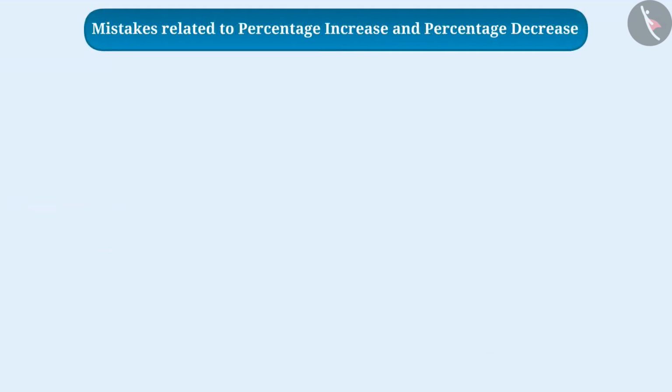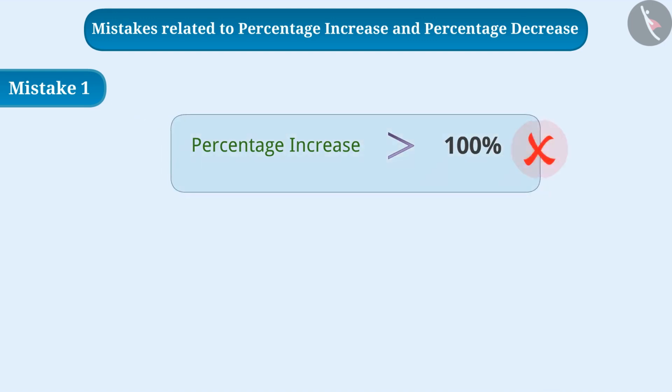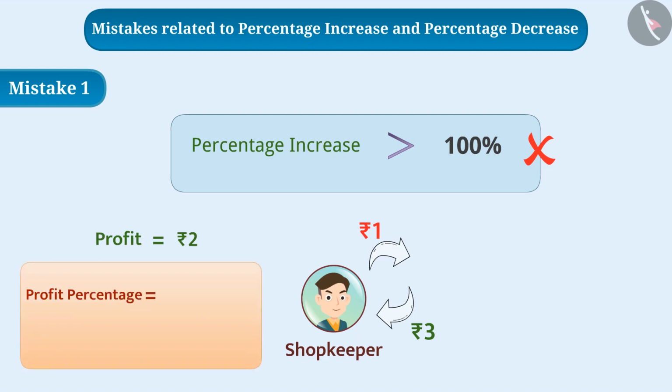Now, let's know some mistakes related to percentage increase and percentage decrease. Mistake 1. Some children think that percentage increase can never exceed 100%. But this is a wrong understanding. Suppose a shopkeeper gets 3 rupees after spending 1 rupee, then his profit will be 2 rupees and the profit percentage will be 2 divided by 1 multiplied by 100 is equal to 200%.